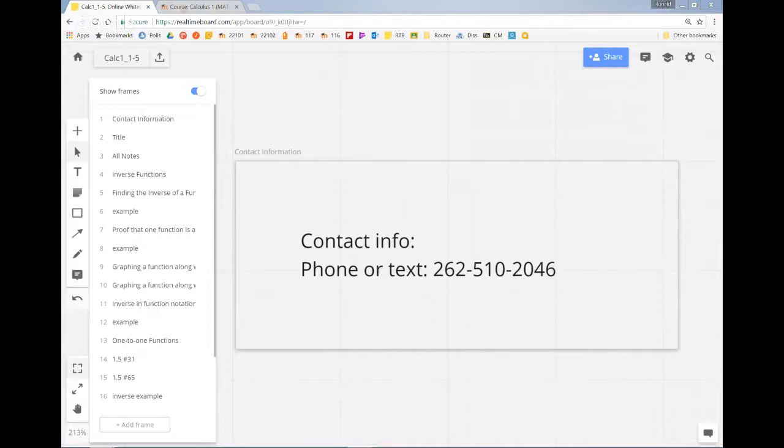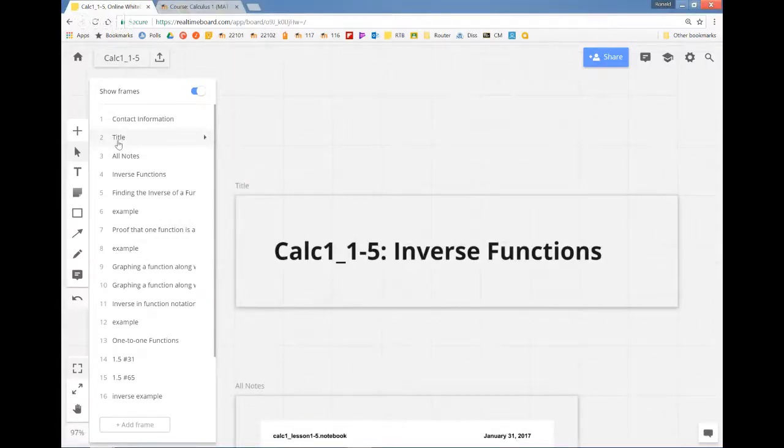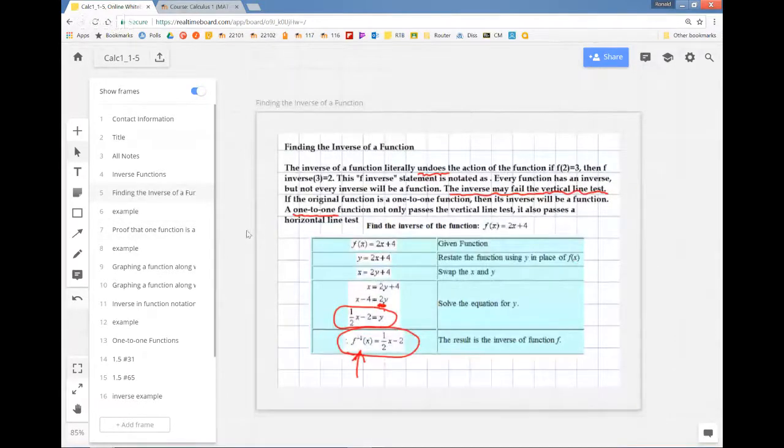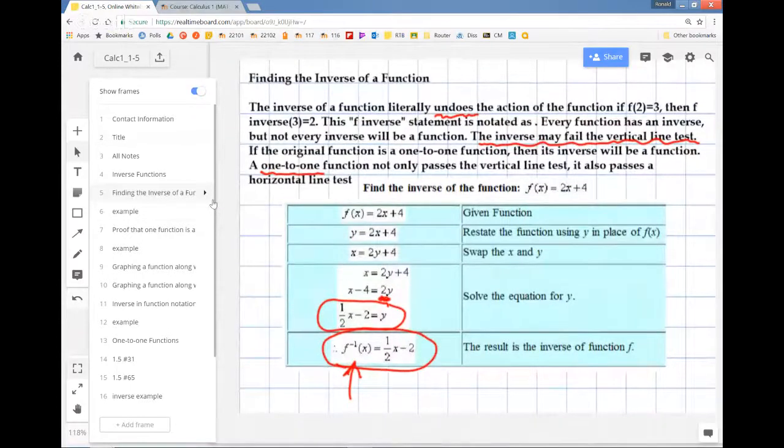All right, well, then we'll get started. Today's lesson is 1.5. It's inverse functions. Let's dig in. So this is actually from the website, and it shows you how to find an inverse.